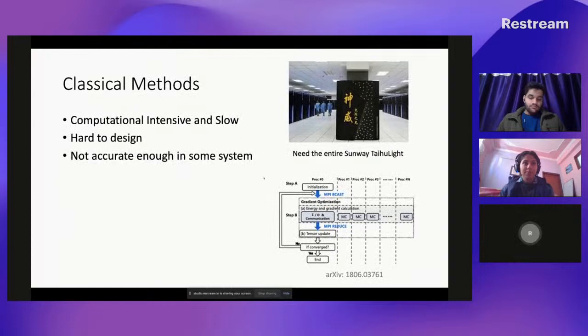All these classical methods have limitations. They're usually computationally intensive and slow. For example, this arXiv work, which used a tensor network to solve a spin system, needed the entire Sunway TaihuLight supercomputer, the largest cluster in China. Classical methods are very hard to design, and sometimes they are not accurate enough in some systems. For example, if a physicist wants to know about the phase transition of a ground state, the calculation might not be accurate enough to confidently tell you whether there is a phase transition or not.